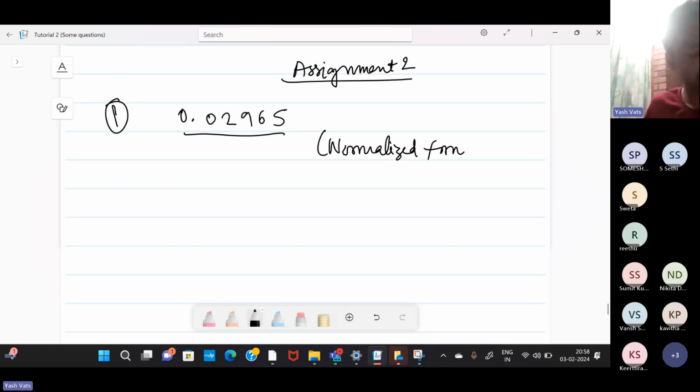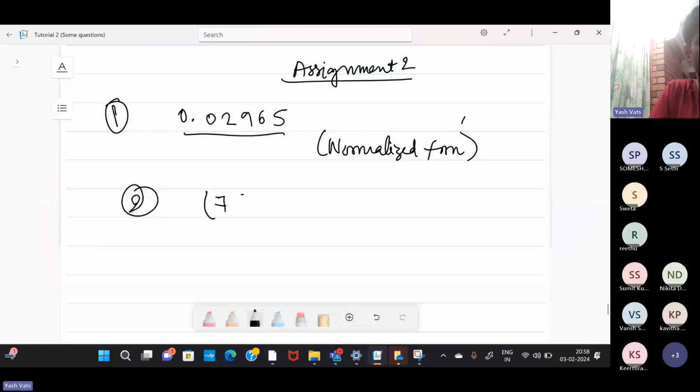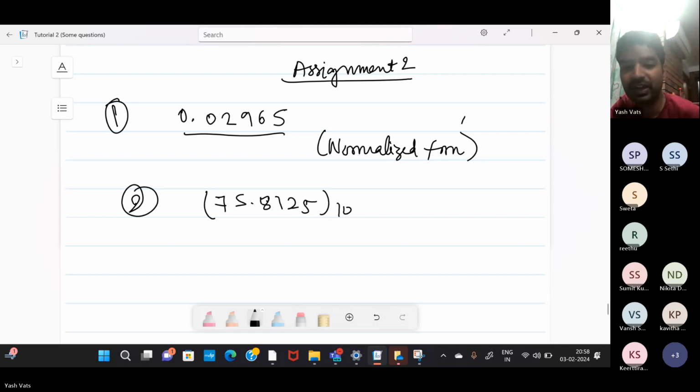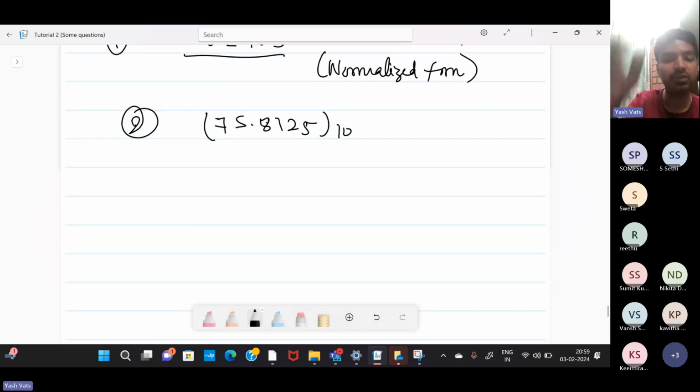Anyway, now the next question is this number, 75.8125. How do you convert this number to binary form? Does everyone know now? The way I've shown you. Just look at that again. This is all in the lectures.